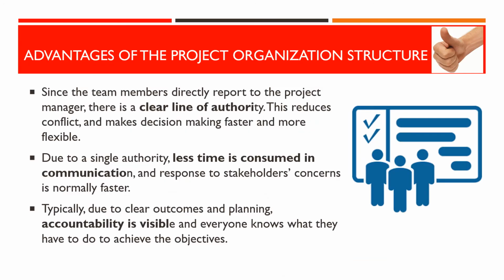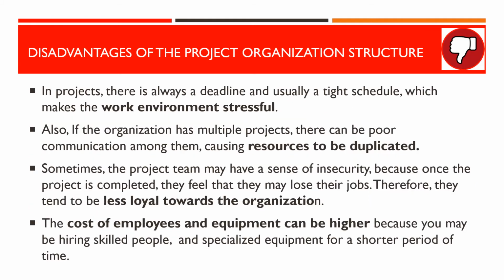There are a number of advantages with the project structure. Since the team members directly report to the project manager, there is a clear line of authority. This reduces conflict and makes decision-making faster and more flexible. Due to a single authority, less time is consumed in communication, and response to stakeholders' concerns is normally faster. Typically, due to clear outcomes and planning, accountability is visible and everyone knows what they have to do to achieve the objectives.